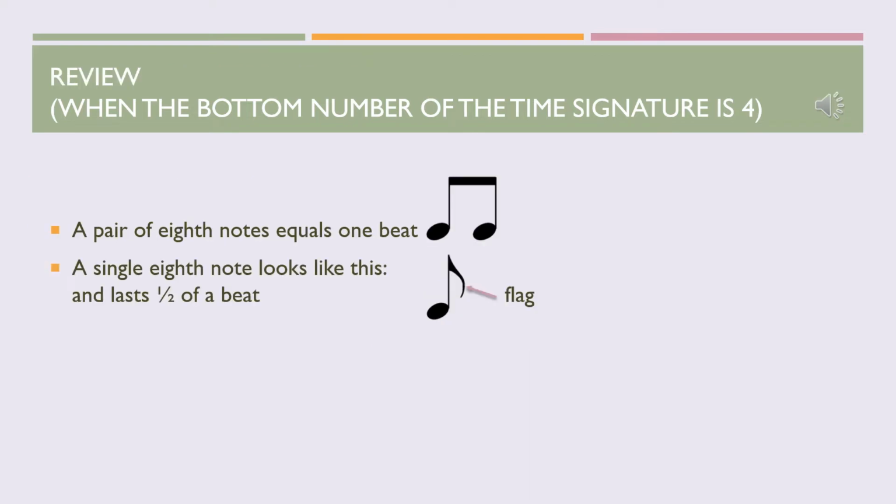Remember, a pair of eighth notes equals 1 beat. A pair of eighth notes gets the same rhythmic value as a quarter note. A single eighth note has a flag and will last half of a beat.